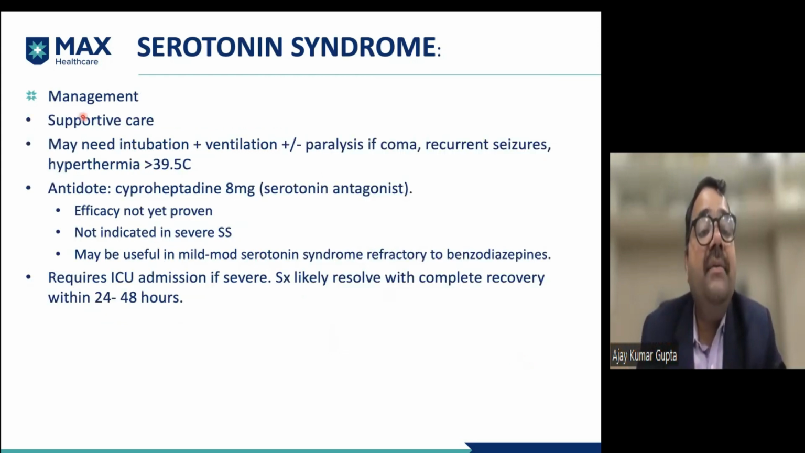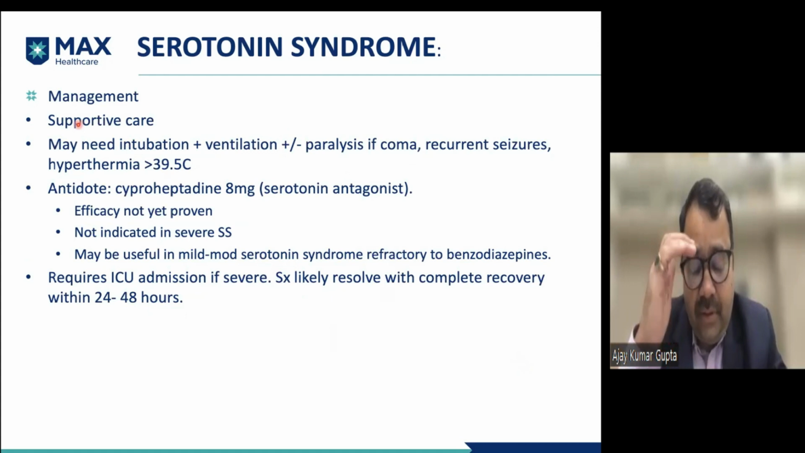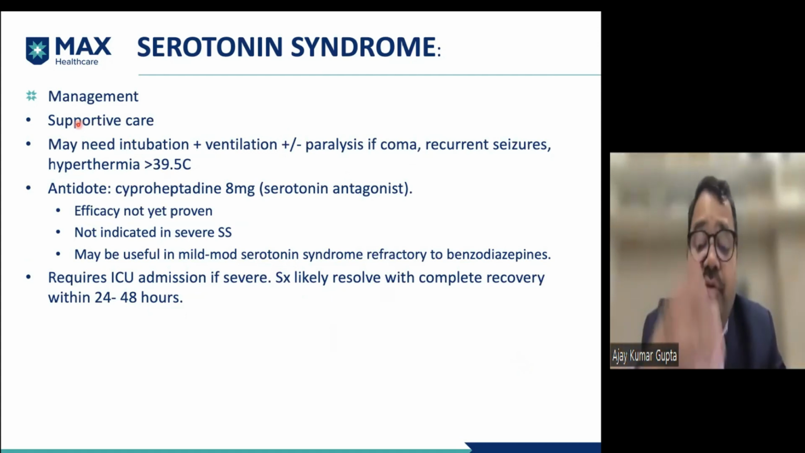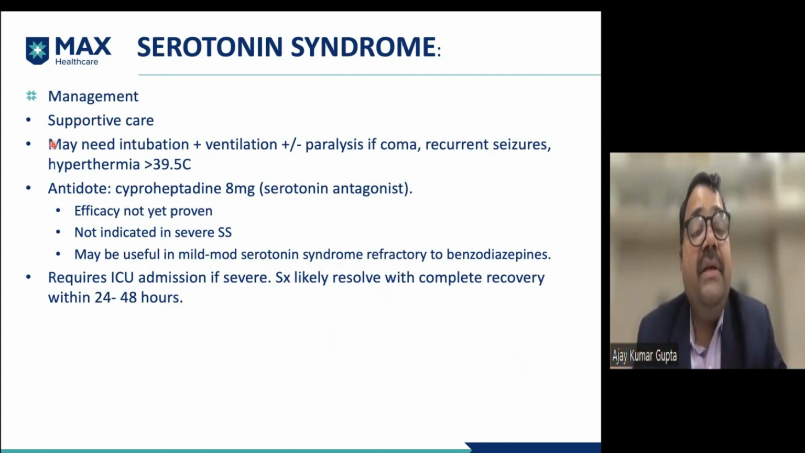So in the management, the first management obviously is supportive care. The patient may require intubation and ventilation, plus or minus paralysis, if coma, recurrent seizures, or hypothermia is there.